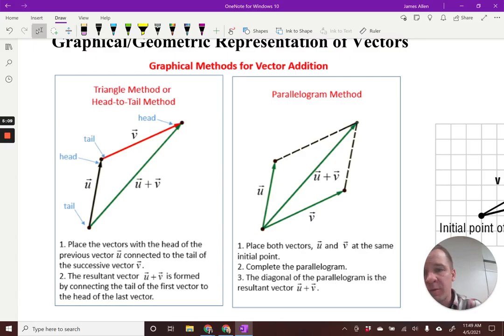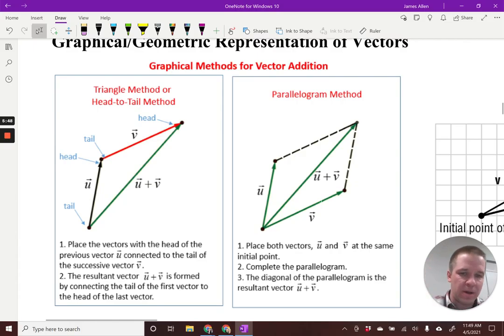All right. So the first one, we got our triangle method, or some might call it either head to tail or tip to tail. So we've got the tail here, and then we've got the head, or some call it the tip, and then we go tail again to head. So we just line them up, and I think the description here is very nice. So I'd pause the video, jot these down, and then the result vector would be this green one here, u plus v. So we connect the tail of the first to the head or the tip of the second, okay? And those steps right down there are beautiful.